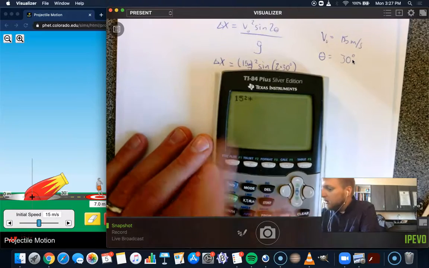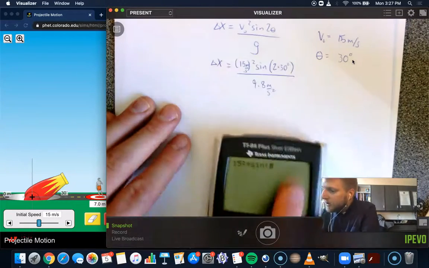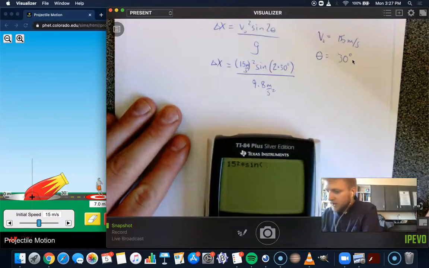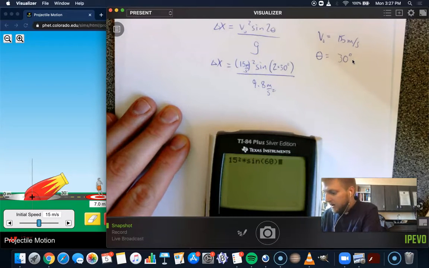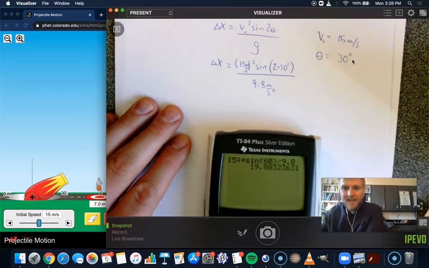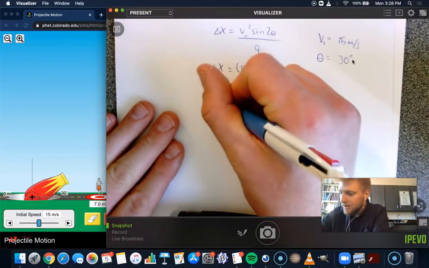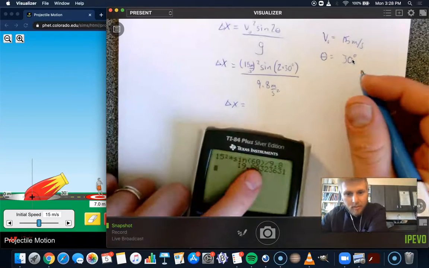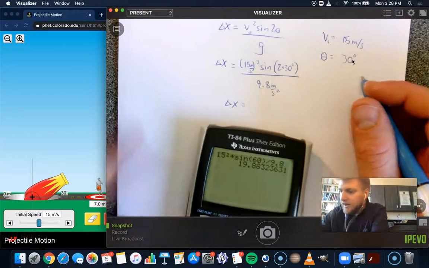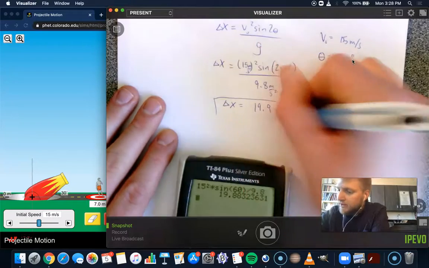Okay, so 15 squared times sine of 2 times 30, that's just 60. You can also type 2 times 30 in there, that's fine. We're going to divide all of that by 9.8. We already accounted for the negative. And we get 19.88 meters per second. And by meters per second, of course, I mean meters. So the x displacement is going to be, again, what did I have? We'll round that to 19.9 meters. And so that's our prediction.